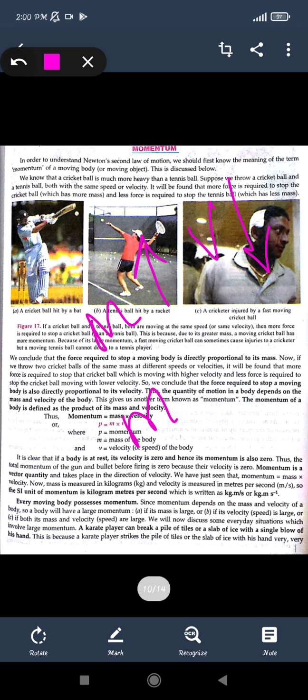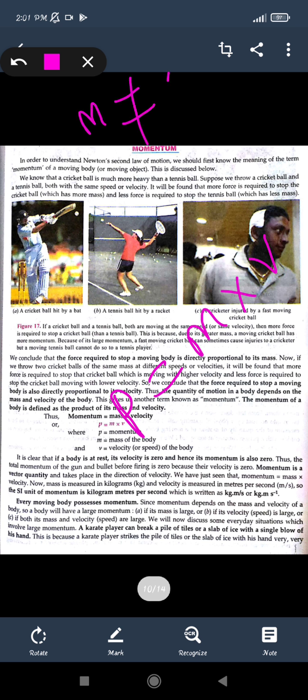And we say that every body possesses momentum, every body has momentum. So P will be there because mass and velocity are there. Every body will have mass. Mass cannot be 0, because we have read in gravitation also that mass cannot be 0 but weight can be 0. So mass cannot be 0. So what is the value for the momentum to be 0? The velocity should be 0.